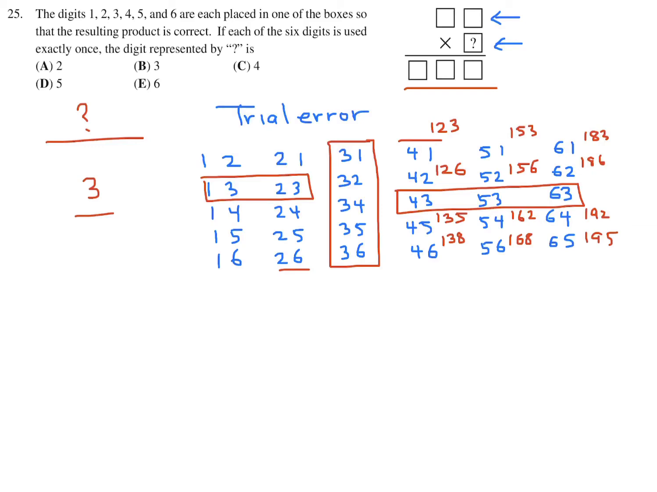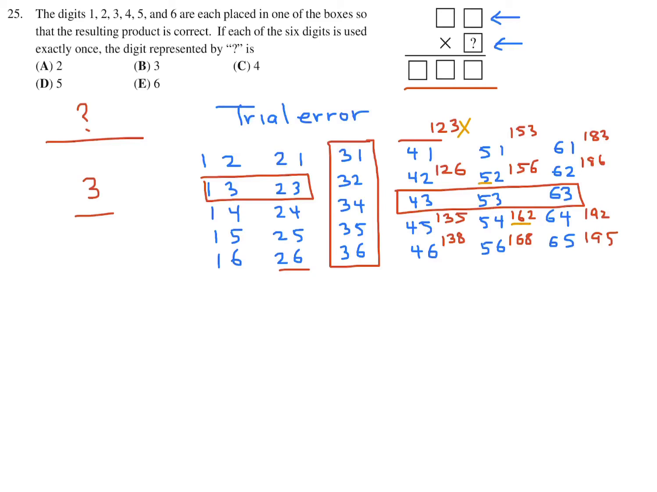Is that good? Well, no, because we've already used 1 and 3, and that product has a 1 and 3. Because remember, all these digits can only be used once. So, no good. 126, same thing. There's a 2 there. That's not going to be good. 135, no, because it's got a 3 in it. 138, well, it has an 8, and 8 is not even part of our criteria or selection. How about 153? Well, no, because there's 2 5s. How about 156? Again, 2 5s.